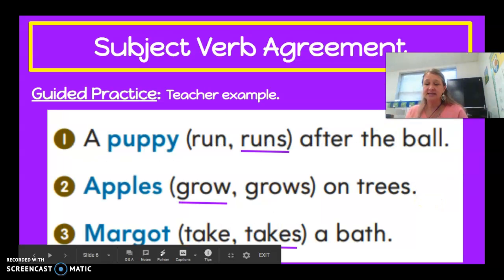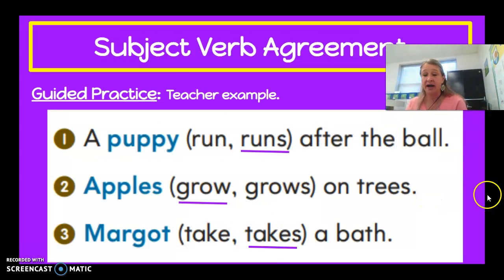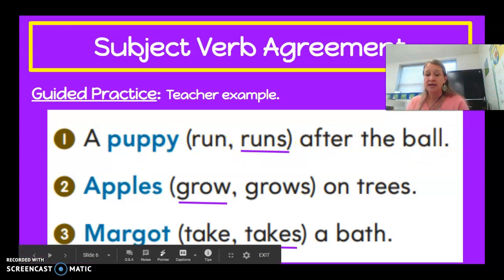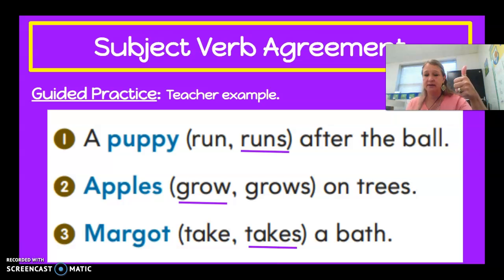Now look at these sentences that I did, and I want you to tell me if I found the correct verb that goes with the subject, if my subject and my verb agree. A puppy runs after the ball. Did I underline the correct verb? A puppy runs. Remember, if it's only one thing, you have to add an S. A puppy runs after the ball. Is that one correct? Thumbs up if you think that one's right. Good job. It is correct.